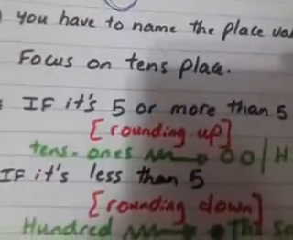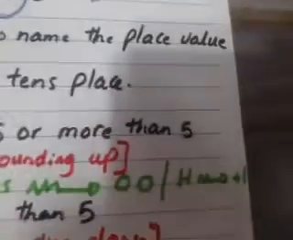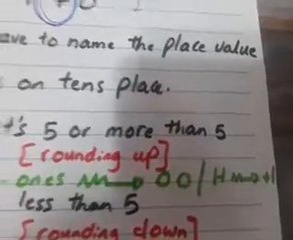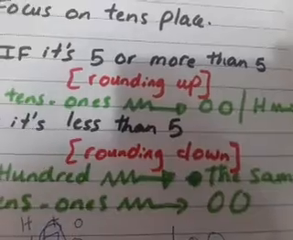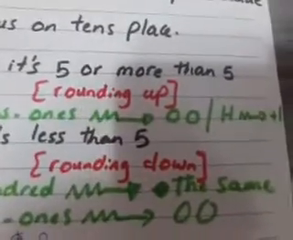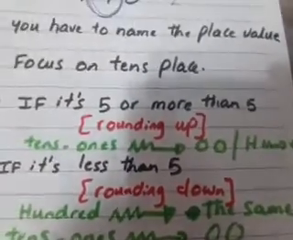Okay, again, if it's 5 or more than 5, I will put the tens and ones as zeros, and I add 1 to the hundreds. If it's less than 5, I will put the tens and ones as zeros, and the hundreds will be the same. To do the rounding down, let's see here. Let's practice on this.